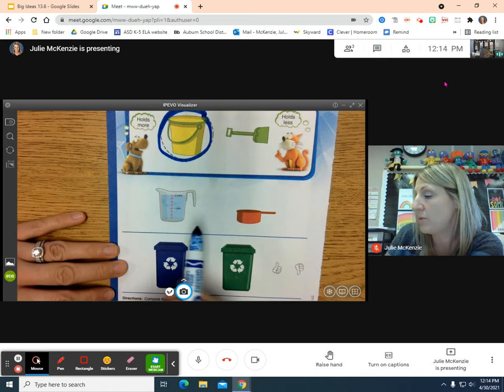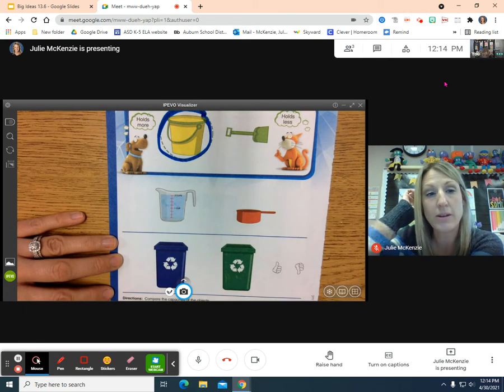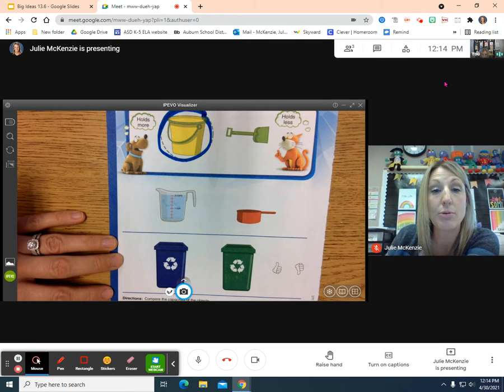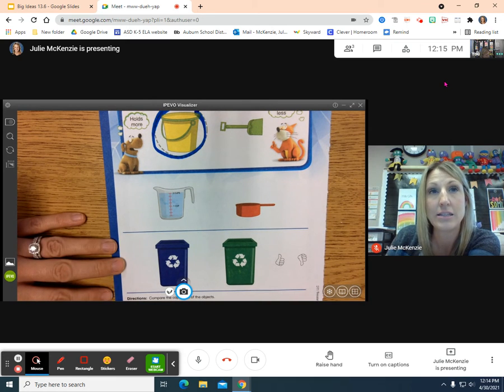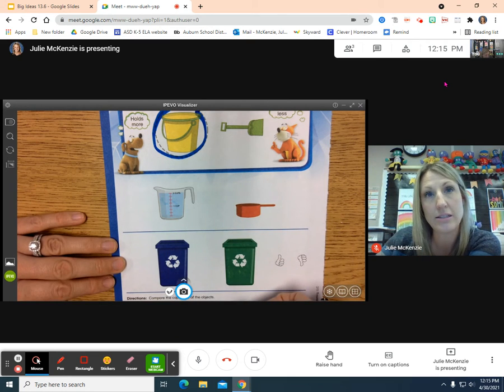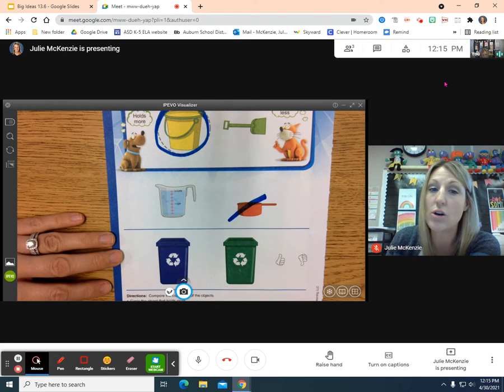Okay, for this one, we have this tall measuring cup and this short measuring cup. I would like you to draw a line through the object that holds less. Does this hold less or does this hold less? This one holds less. It's smaller and cannot hold as much water as the bigger one.